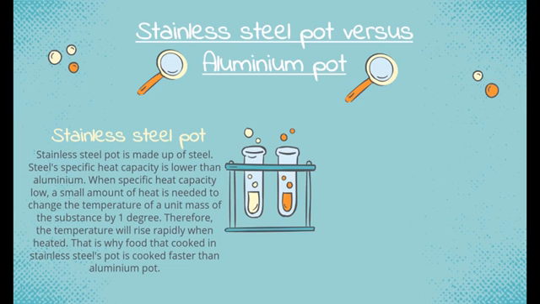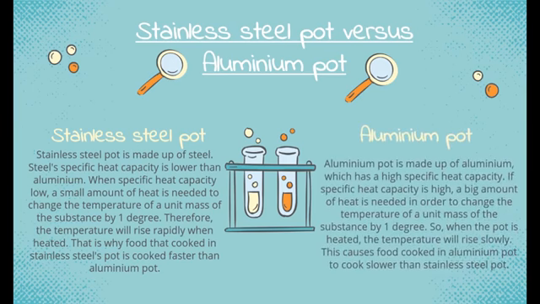Stainless steel pot is made up of steel. Steel's specific heat capacity is lower than aluminium. So, with the basic information that we have, if specific heat capacity is low, a small amount of heat is needed to change the temperature of a unit mass of the substance by 1 degree. Therefore, the temperature will rise rapidly when heated, and that is why food cooked in stainless steel pots is cooked faster than in aluminium pots.